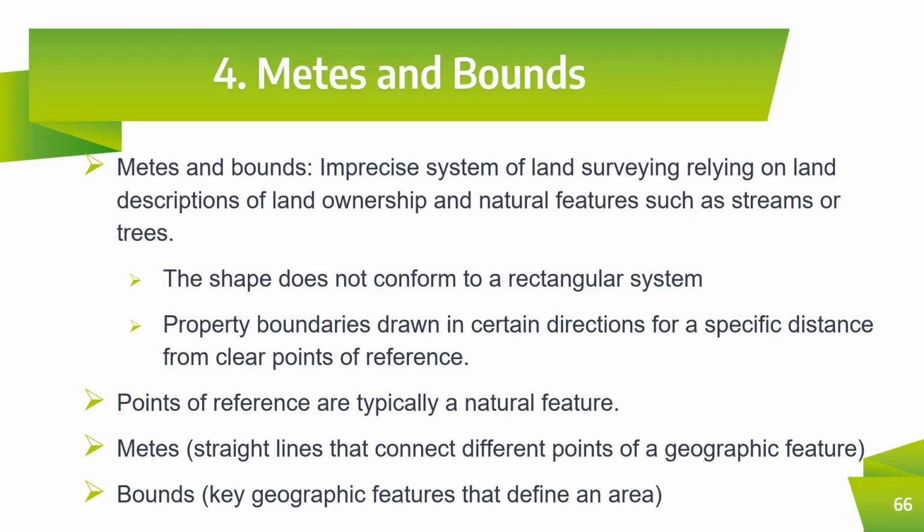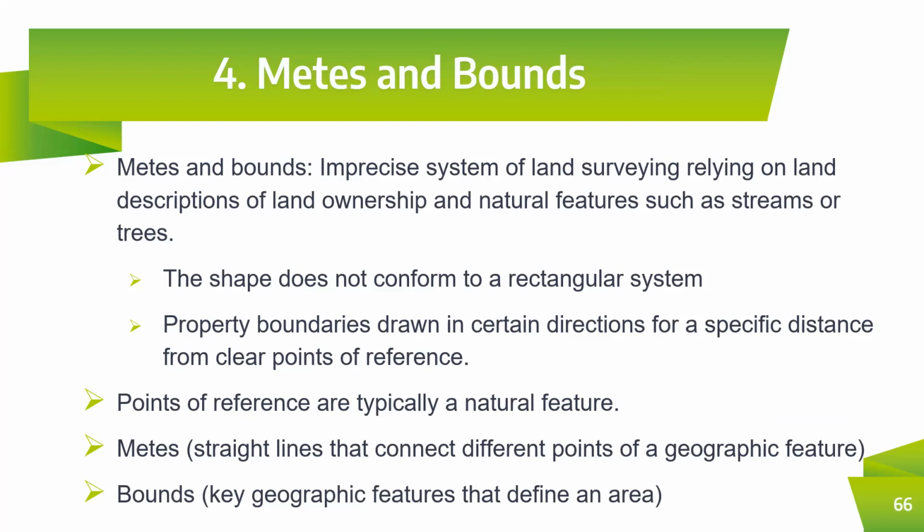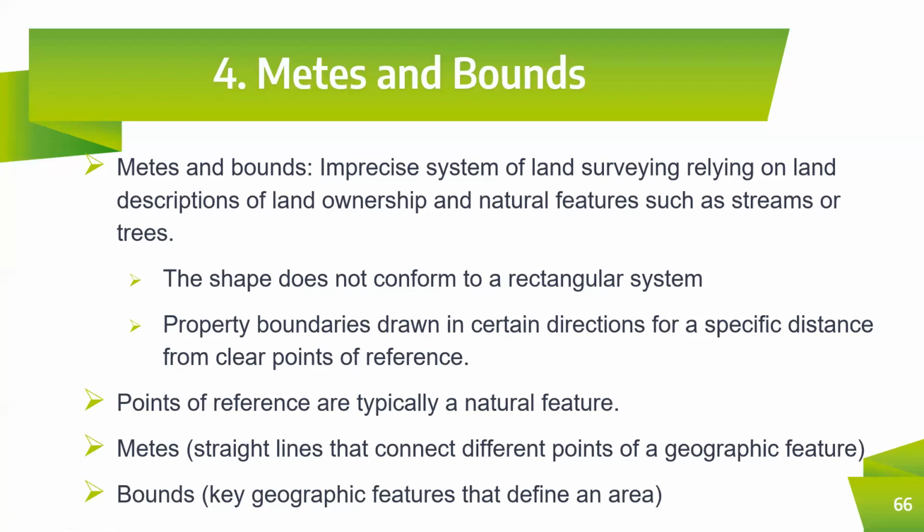Property boundaries are drawn in certain directions for a specific distance from clear points of reference. What I mean by that is the points of reference are going to be a natural feature, and I'll come back to that example so you get a sense of what that means exactly. It's called metes and bounds because the metes refer to straight lines that connect different points of a geographic feature, while bounds are key geographic features that define an area. Again, you can see the lines here, but the points are going to be natural features, like streams or trees.